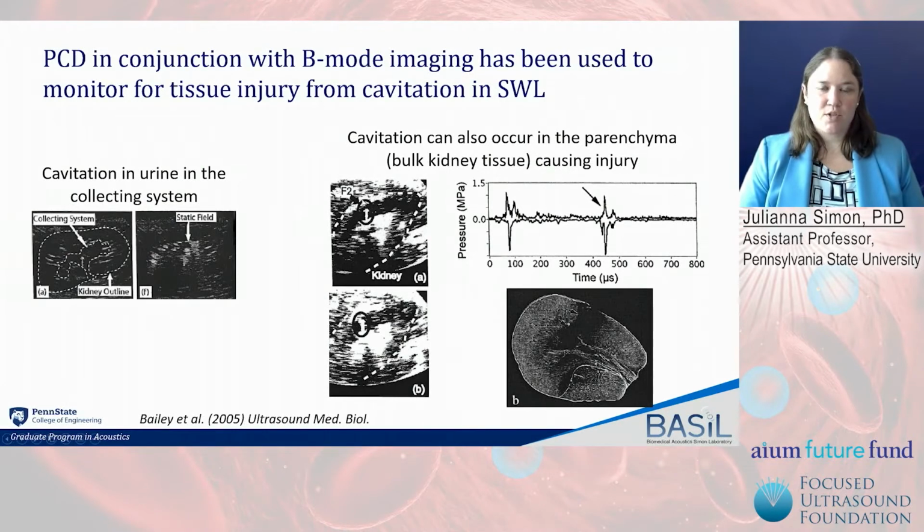So if we just look at the image, we see the focus of the shock. When the shock arrives in part B, we get a lot more hyperechogenicity happening. We can do a PCD trace of it. But the challenge is, how do we separate out the good cavitation that breaks the stone from the bad cavitation that actually causes injury to the tissue?